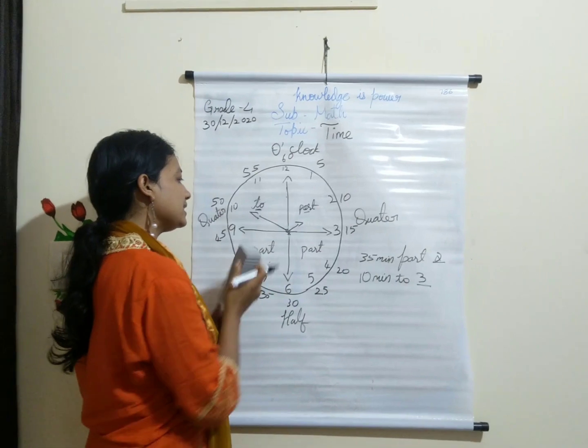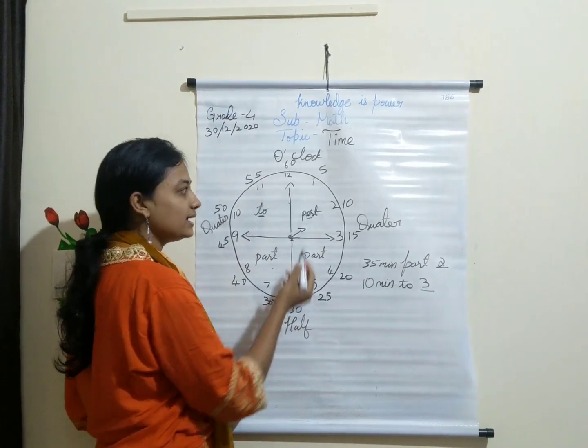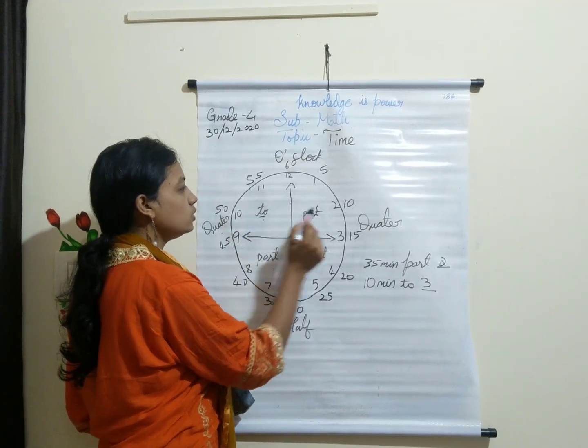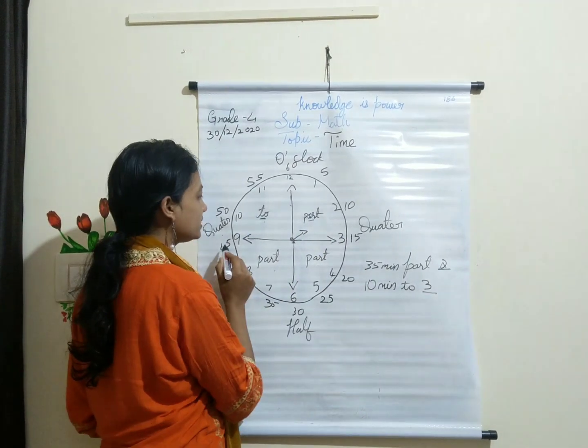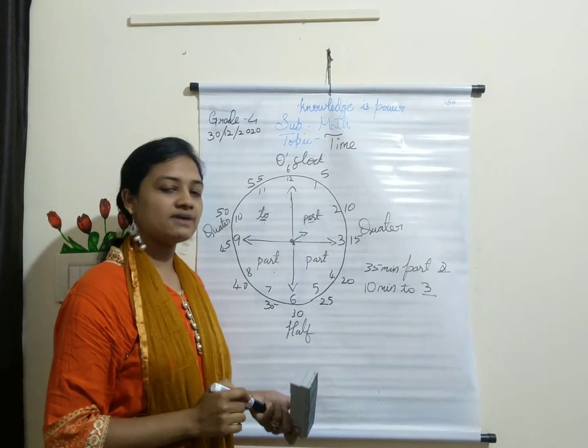Okay. So let's see, if I have the big hand exactly at 9 now, what's the time? It is quarter to, and my next number is 3. So my time will be quarter to 3. So I hope we have revised it.